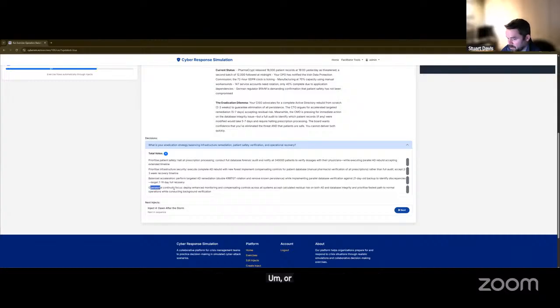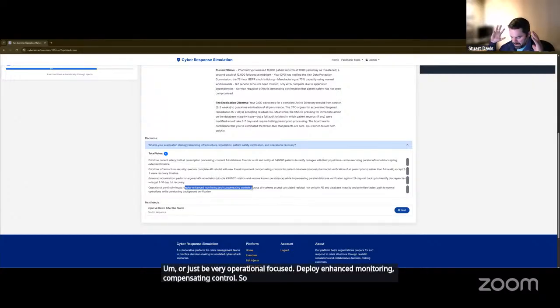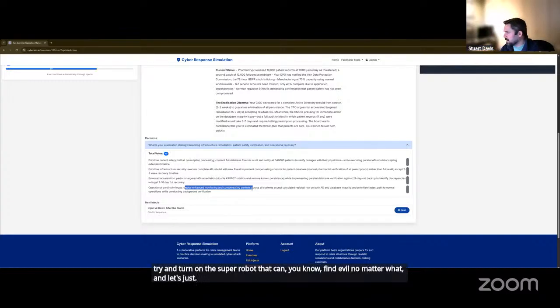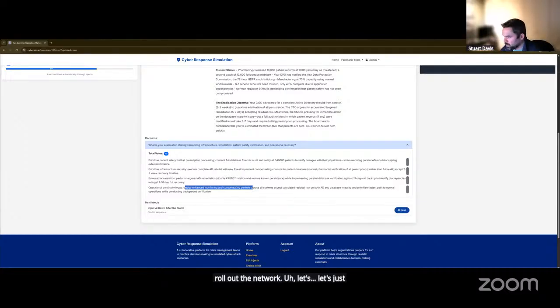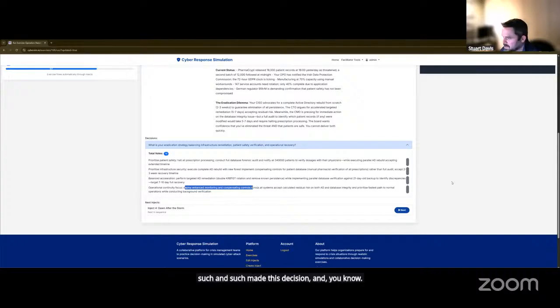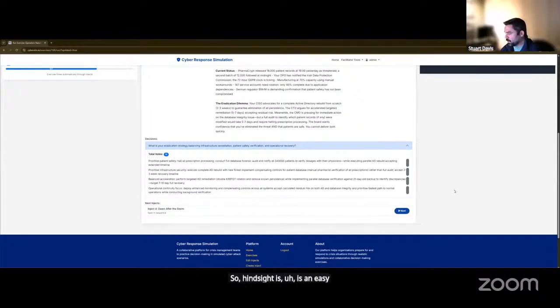Or just be very operational focused. Deploy enhanced monitoring, compensating control. So basically try and turn on the super robot that can find evil no matter what, and let's just roll out the network. Let's just put caution to the wind. But that's a really easy one. But in the future, when people find out that's what you did and it didn't go down well, that's the stories we read in the newspaper, such and such made this decision, and so hindsight is an easy thing. So we've got 14 votes here. Correct.